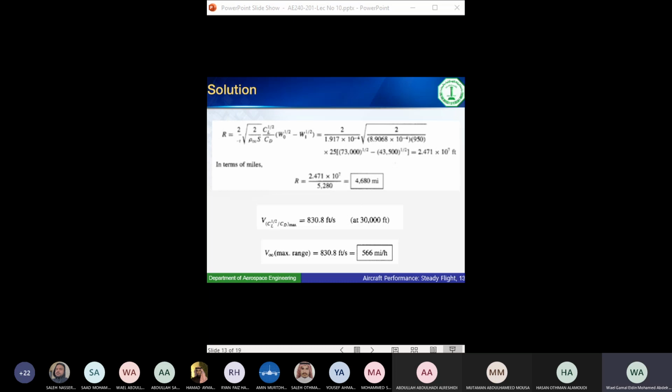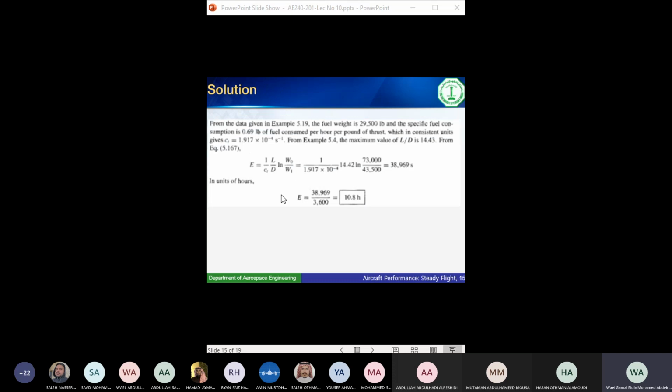Different speed. It will be different speeds. Okay. And why is that? Okay, thank you, Amin. It's a different speed, and the reason for this is that this 566 is the speed at which CL root square CL over CD is maximum. Okay, and that was okay for the range, but here we want CL over CD. So the speed is different.